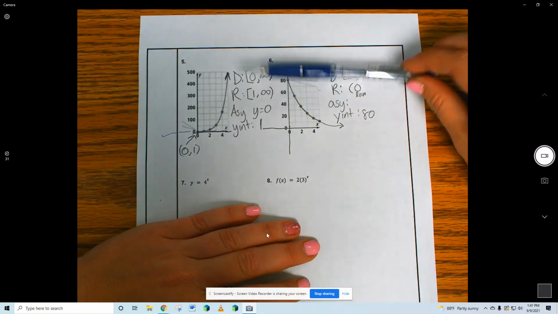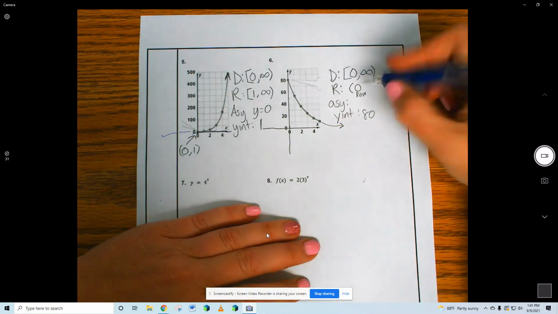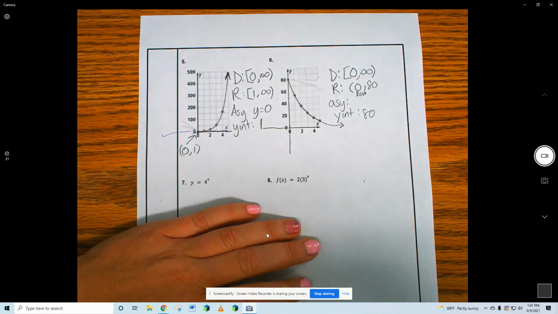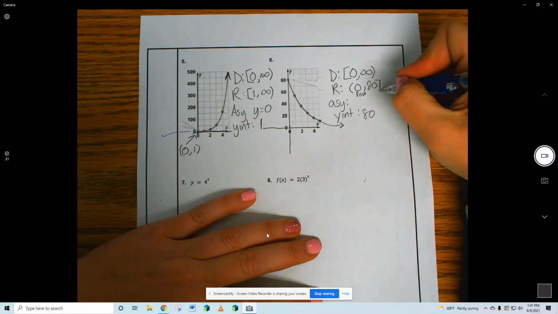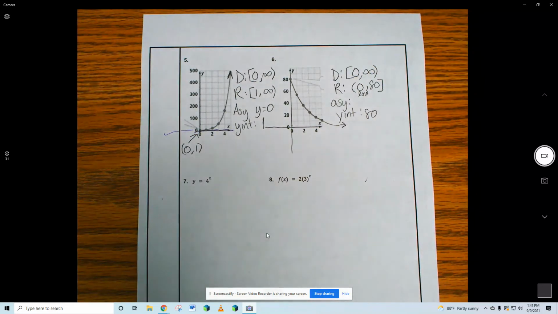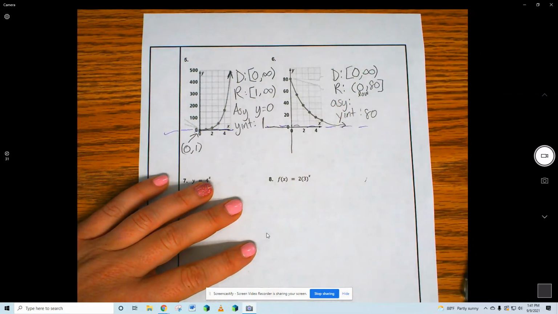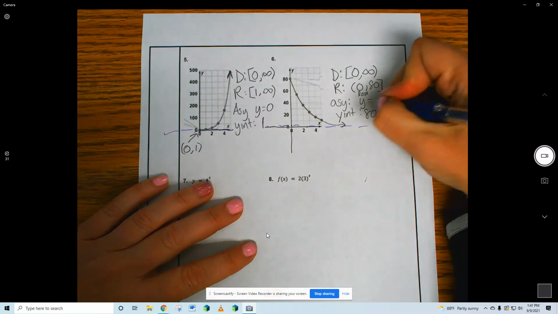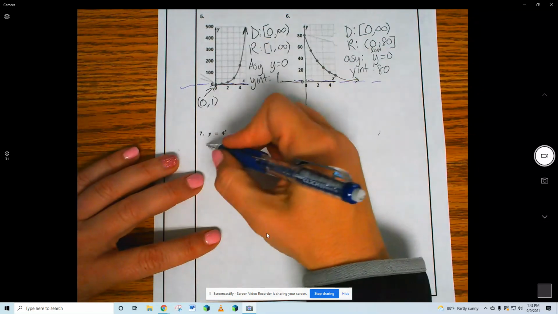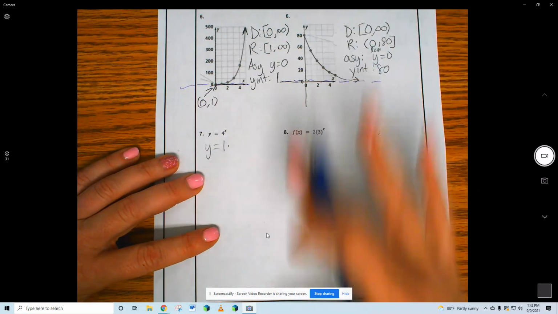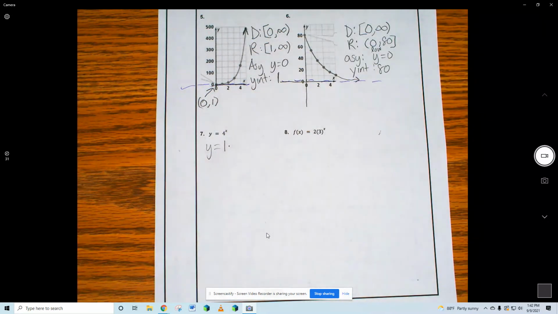Where does it stop? 80. Bracket or parentheses at 80? Bracket, because it stops at 80 and it touches 80. Asymptote means what's the line that gets really close but it never touches? Y equals 0. A lot of these are y equals 0. Okay. You would see that the whole graph would be shifted down or shifted up, and then it would be a different number.